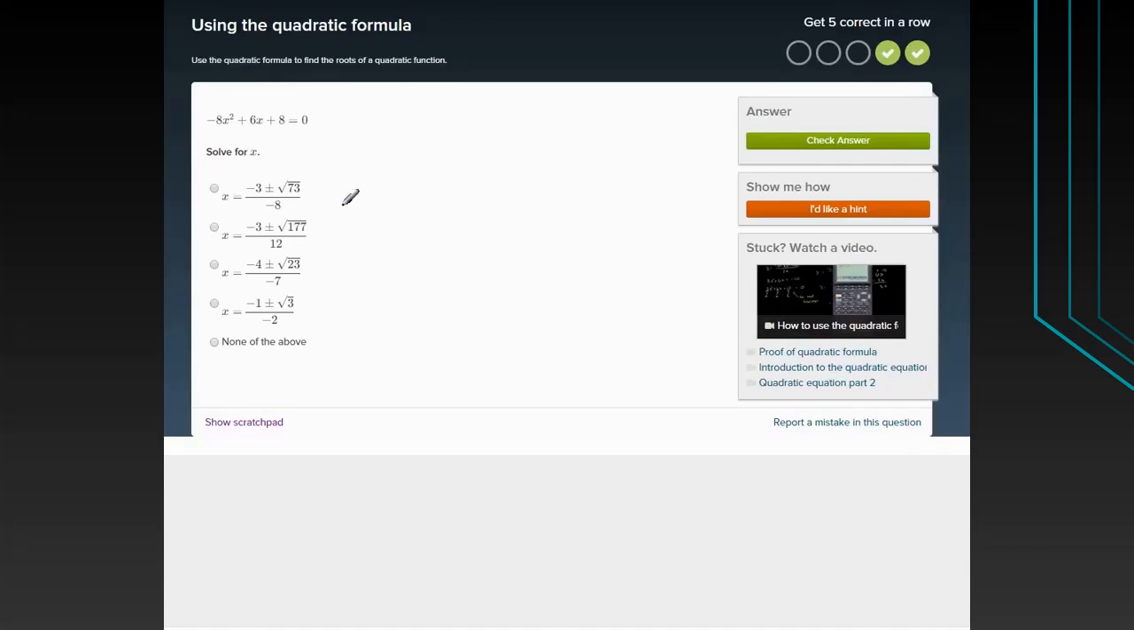In this example, you'll notice that the problem is actually equal to 0 and in standard form, so I don't have to do anything to that. So I'll be able to just pull out the a, which is negative 8, the b, which is 6, and the c, which is 8. So now I'm going to do the discriminant first. So the b squared minus 4ac. So I have 6 squared minus 4 times negative 8 times 8. 6 squared is 36.